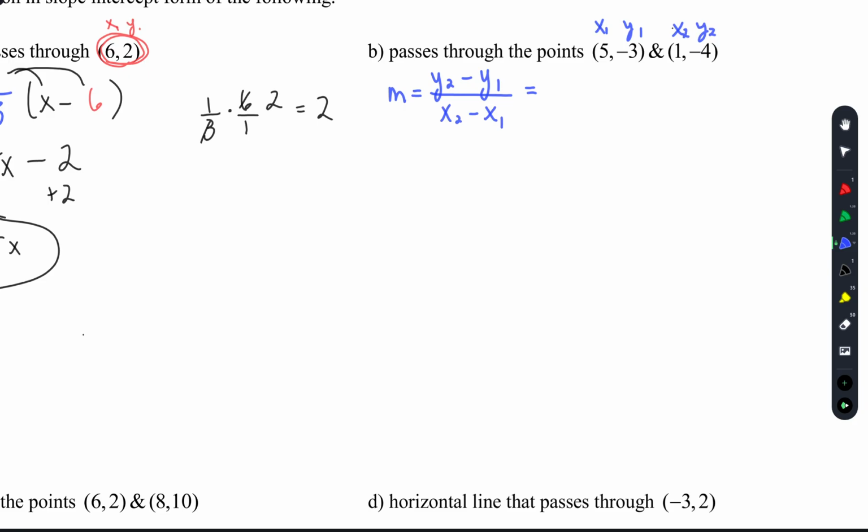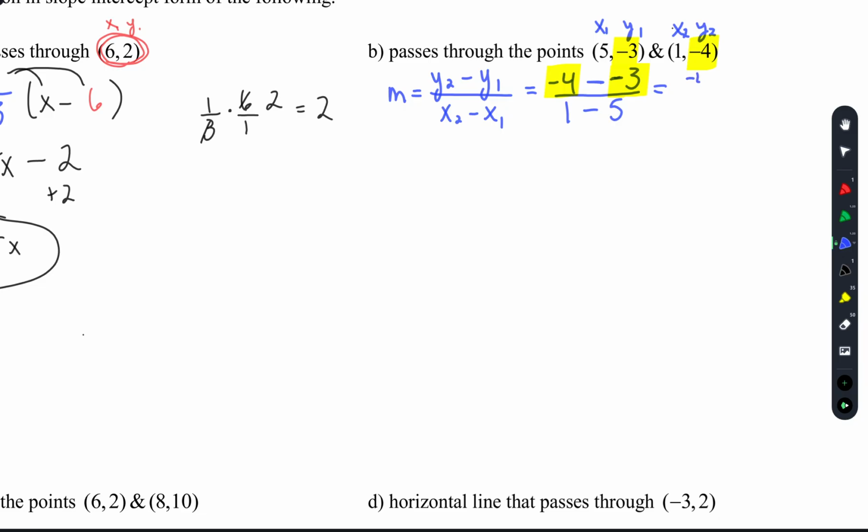And what you're going to do is you're going to do the -4 minus -3, and then you're going to do 1 minus 5. So you're going to go y2 -4 minus y1 -3, which is kind of weird with the negatives, but we'll deal with that later. Then we're going to do x2 1 minus x1 5. Okay, so I did these two. Here, I'll just write that out. That's how I got that numerator. So I did the difference of y's over difference of x's.